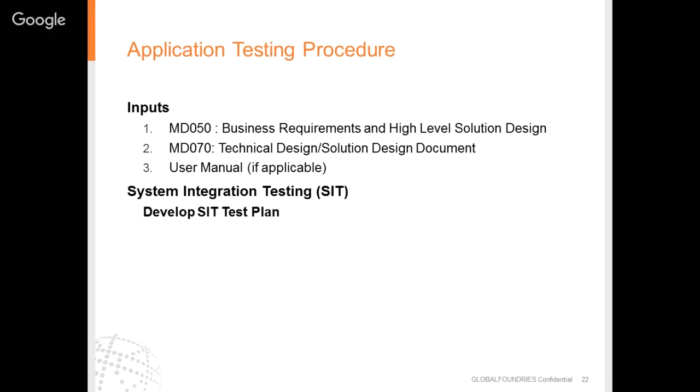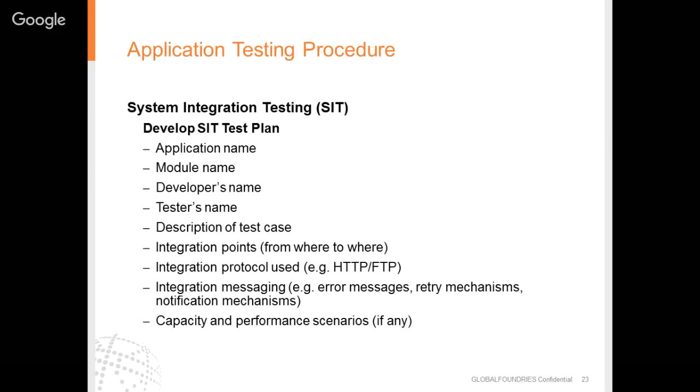Coming to the application testing procedure. So once the application development procedure is finished, then comes application testing procedure. The inputs to this procedure are approved and completed MD50, approved and completed MD70, and user manual if applicable. Now in application testing procedure, system integration testing is one part which may or may not be applicable for all projects. So for system integration testing, you have to develop a SIT test plan.